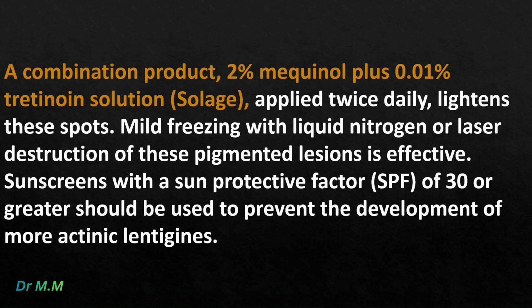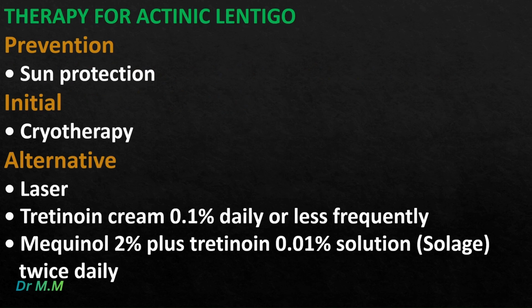Sunscreens with a sun protective factor, or SPF, of 30 or greater should be used to prevent the development of more actinic lentigines. The conclusion of therapy for actinic lentigo includes prevention with sun protection, and initial therapy includes cryotherapy. Alternative therapy includes laser, tretinoin cream 0.1% daily or less frequently, and mequinol 2% plus tretinoin 0.01% solution, or Solage, twice daily.